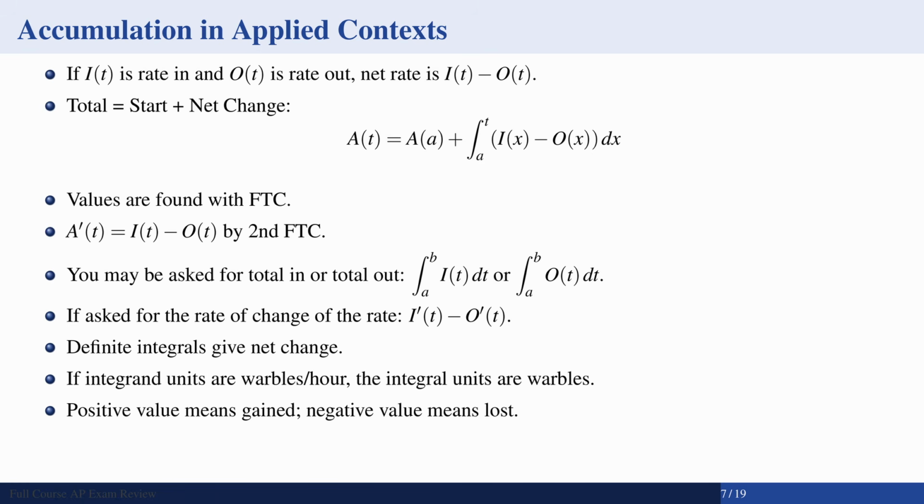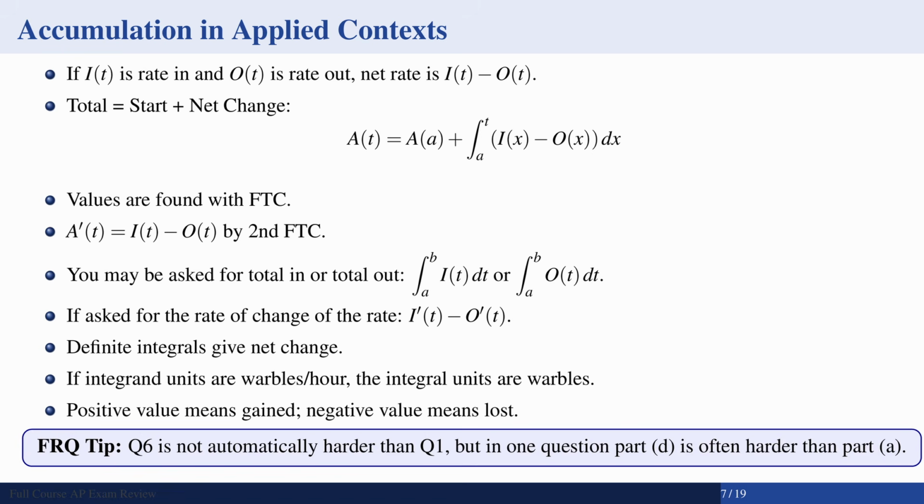So definite integrals are always giving you a net change. If the integrand units are like warbles per hour, the integral units are just going to be warbles, which is something to look out for because they will ask you to interpret this in the context of the problem. If when you do the integral you get a positive value, that means that overall you gained something. And if you get a negative, overall you have lost something.